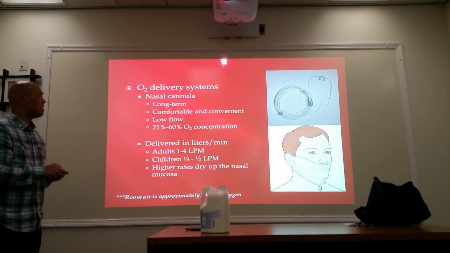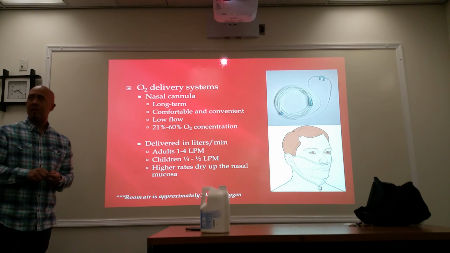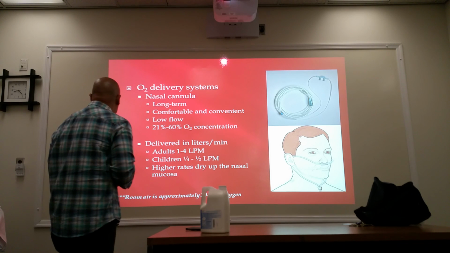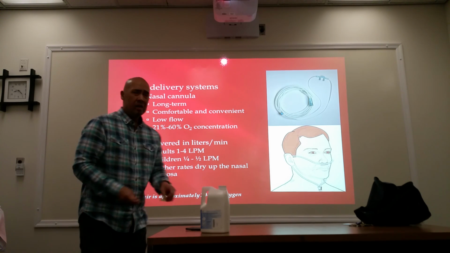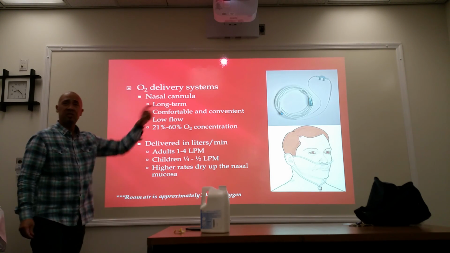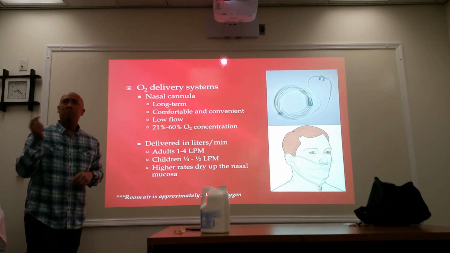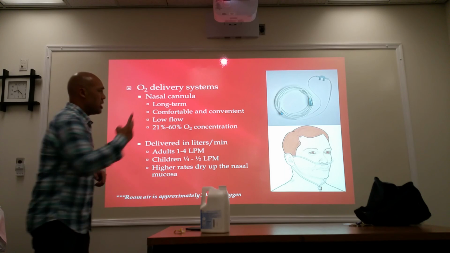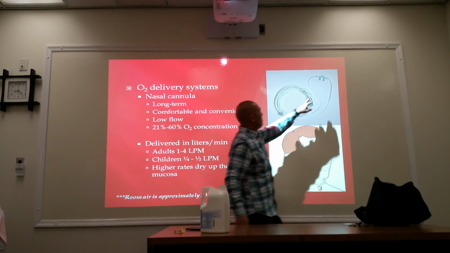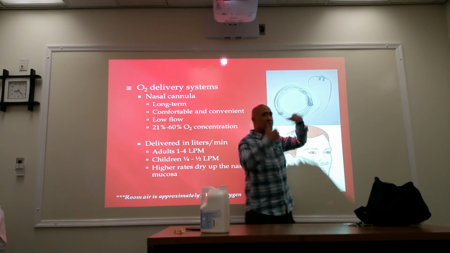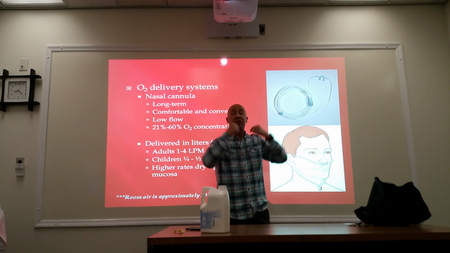Let's talk about the different types of oxygen delivery systems. This is probably going to be the most common that you've seen. It's a nasal cannula, plastic tubing with two prongs at the end, which goes inside the nostril. Okay? Then you have a strap that goes around your face and over the ears to keep it secure.